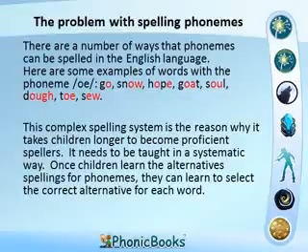This complex spelling system is the reason why it takes children longer to become proficient spellers. It needs to be taught in a systematic way. Once children learn the alternative spellings for phonemes, they can learn to select the correct alternative for each word.